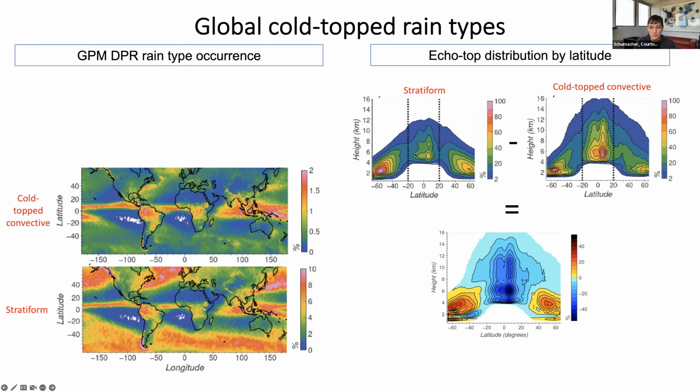These are the echo top distributions for stratiform and cold top convection. If you subtract one from the other, you get something that looks like this. Again, this is saying here's where convection is dominant. Deep convection is dominant here, that's just where we get more of the taller tops. And then stratiform rain definitely starts becoming more predominant somewhere in this region, which might have seasonal variations, like George brought up before. Seasonal variations can be important.